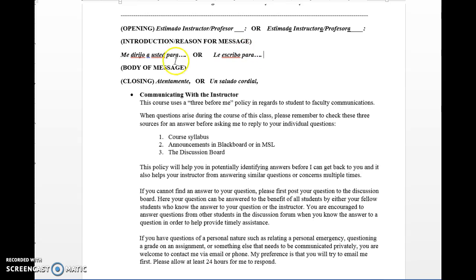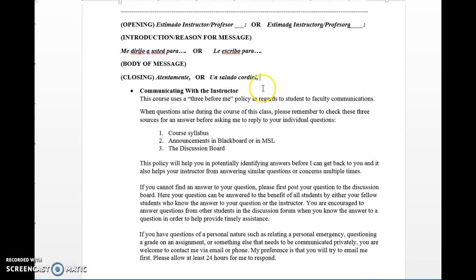Okay. And then you can start your message, me dirijo a usted para, or le escribo para, both kind of meaning, I'm writing you because, what the reason is that you're writing. You can close with atentamente, then your name, or un saludo cordial and your name.